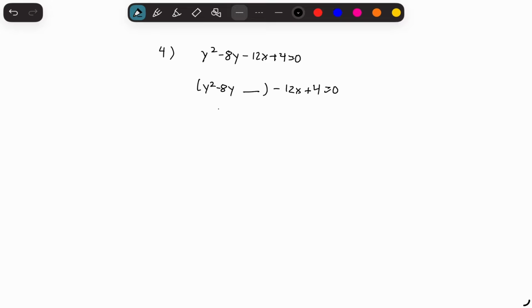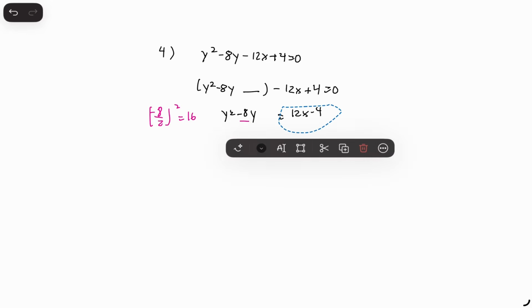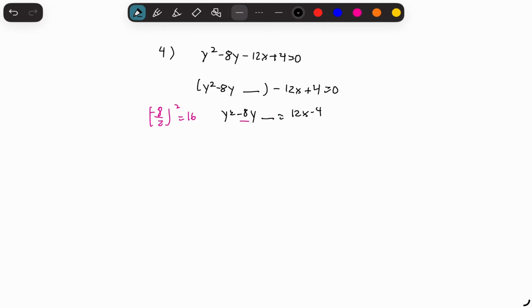So what we can do is we have y squared minus 8y is equal to 12x minus 4. So you're going to complete the square here. That's going to be negative 8 over 2 squared, and that's equal to 16. So you're going to add that in on both sides. We're going to add a 16 here, and we're also going to add a 16 here. So this is going to simplify down to, factored, y minus 4 squared, and this is 12x plus 12.